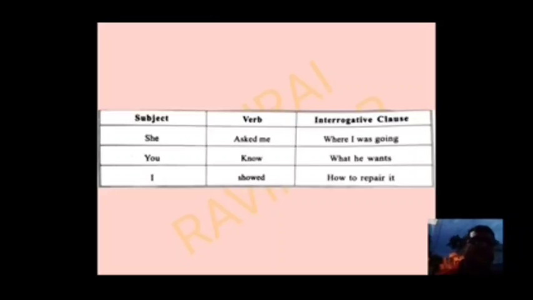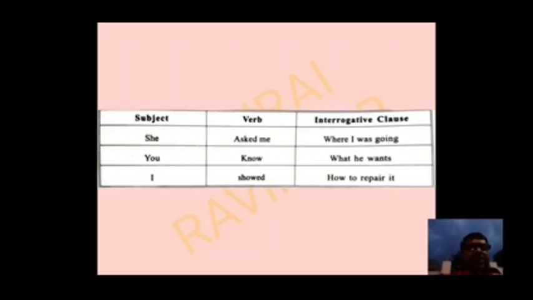Here you see subject, verb and interrogative clause. If I give you an example, you can understand. Subject, what is the subject here? She, you and I. Asked, know or showed, these are called verb forms. So here an interrogative clause is also given. Let us try to discuss one by one.